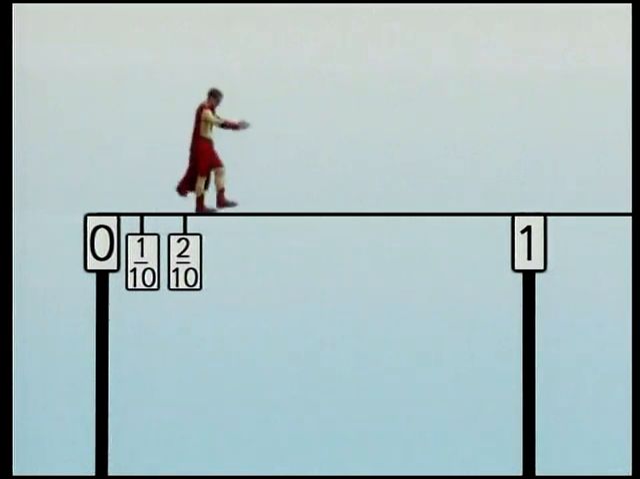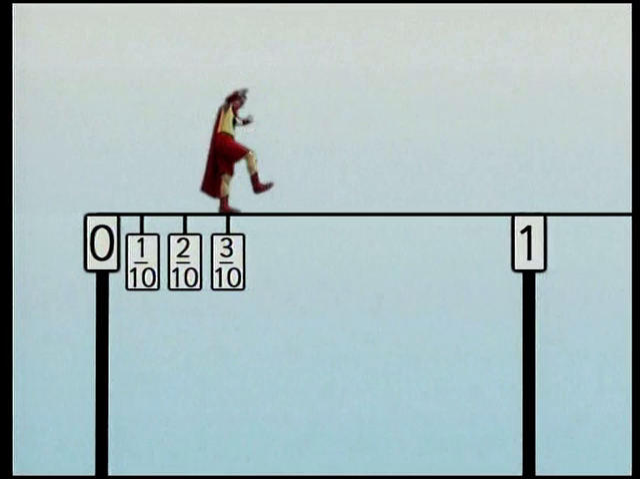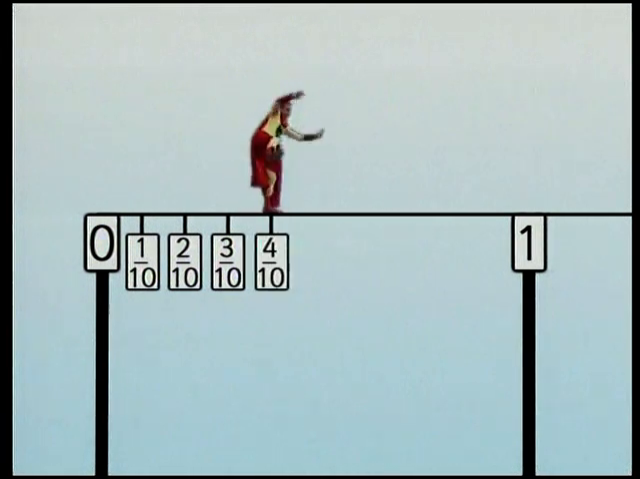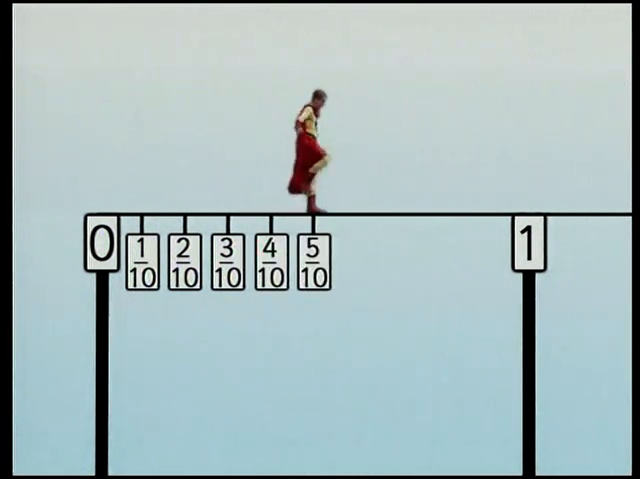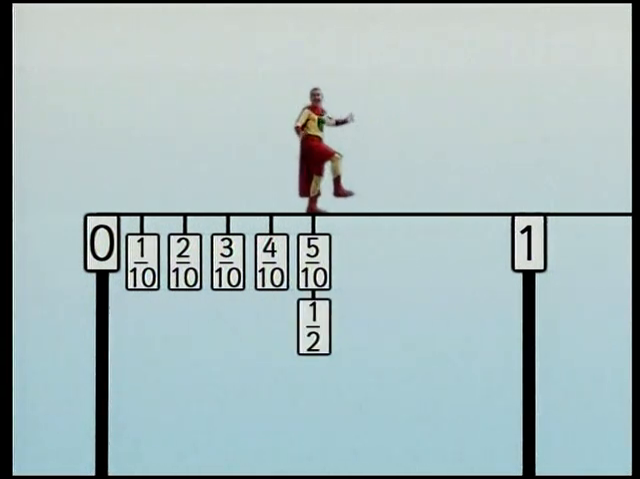2/10. 3/10. 4/10. 5/10. This feels like halfway. So I wonder if there's another way of writing this fraction. 1/2. Yeah, I was right. A half.